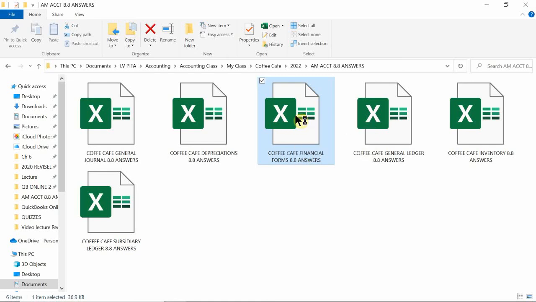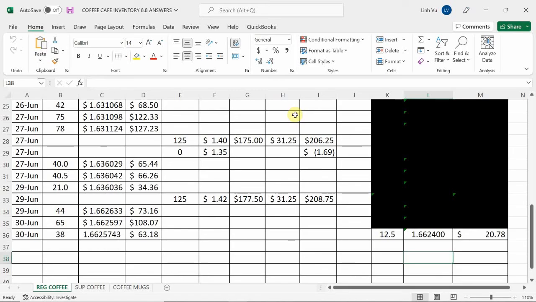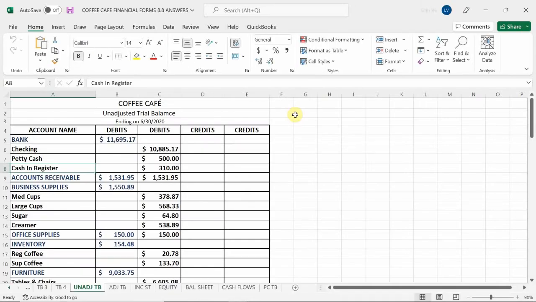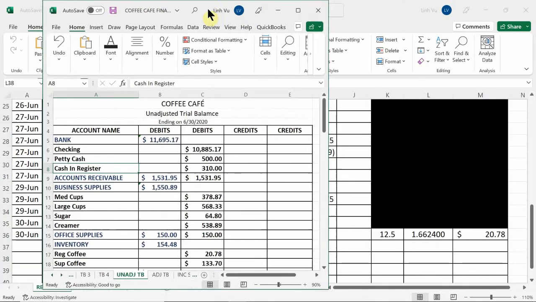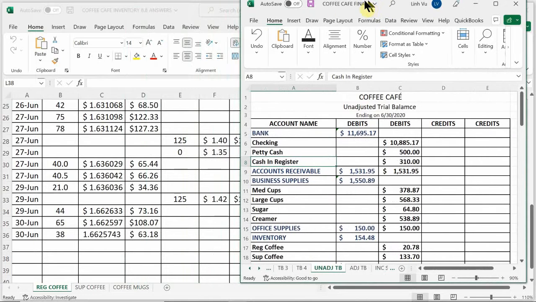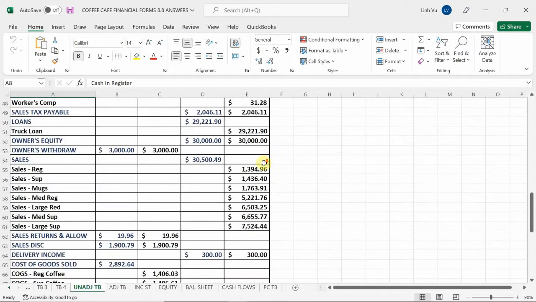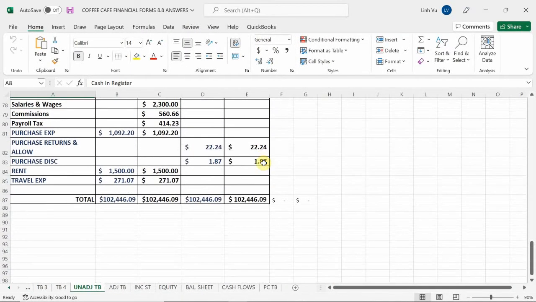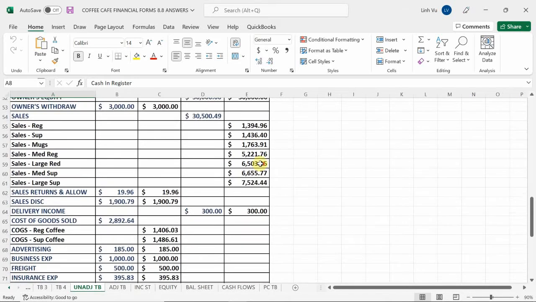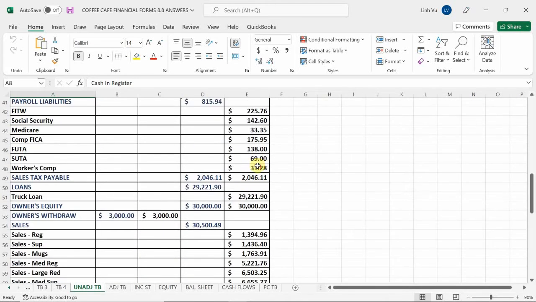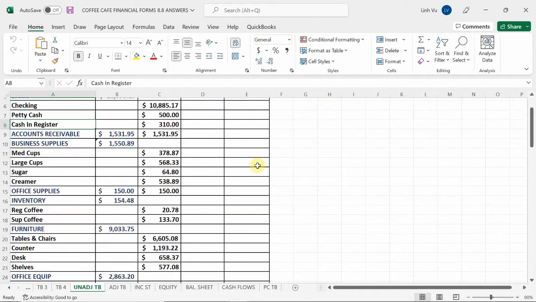So the last thing that we left off for Coffee Cafe was we did complete the unadjusted trial balance, right? We were successful, right? We were able to match our total debits with our total credits here, at 102,44609. Okay, so this is step 5 to complete the unadjusted trial balance.